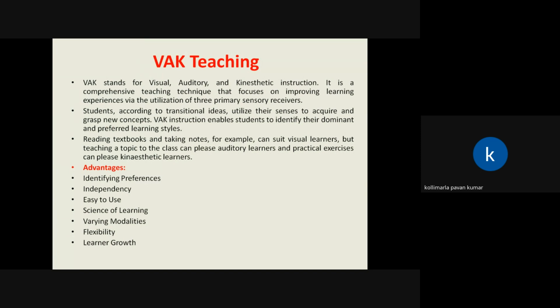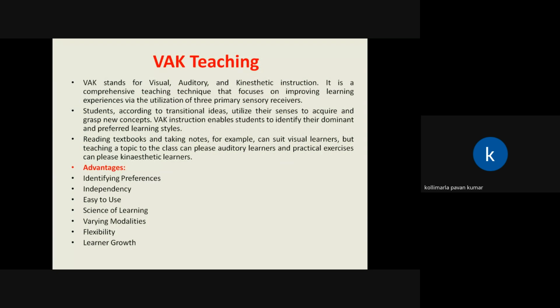For example, reading textbooks and taking notes can suit the visual learners, teaching a topic to the class pleases the auditory learners, and doing practicals can please the kinesthetic learners. So the advantage of this teaching is identifying the preference. That means we can understand which category a student belongs to and which input has to be given to improve their skills. For example, there is no chance of giving auditory input to visual learners and visual to auditory. And next one is independent learning.